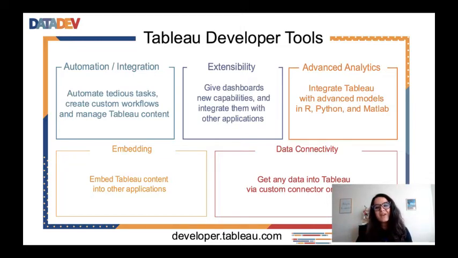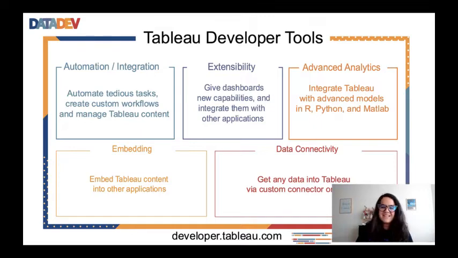We categorize all our APIs in 5 different buckets, in 5 different categories. We have automation and integration that allow you to automate tedious tasks, create custom workflows, and manage content directly on Tableau. Then we have extensibility, so that's where we are going to focus today. It gives dashboards new capabilities and integrates with other applications. Think about extending the capability of Tableau.